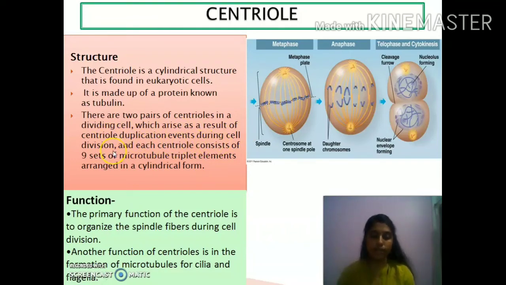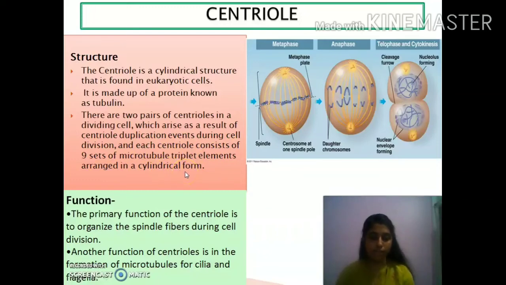That means when a cell is going to divide, just before the division, the centrioles duplicate and they create one more pair, making it 2 pairs, so that after division each of the cells can have 1 pair of centrioles. Clear, everyone? And each centriole consists of 9 sets of microtubule triplet elements arranged in a cylindrical form.